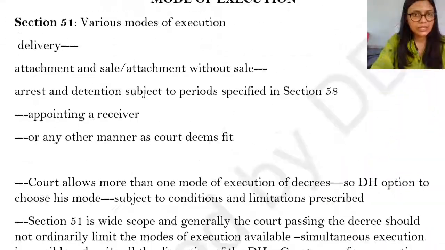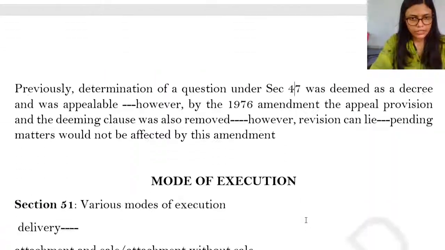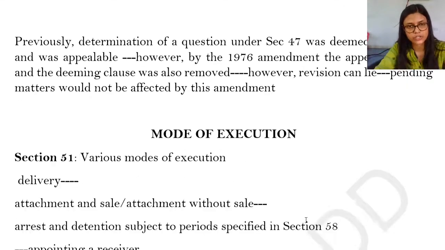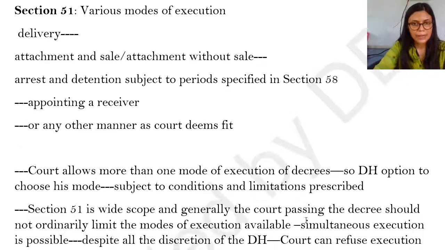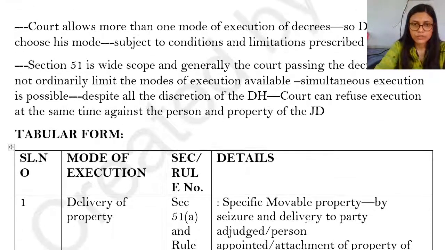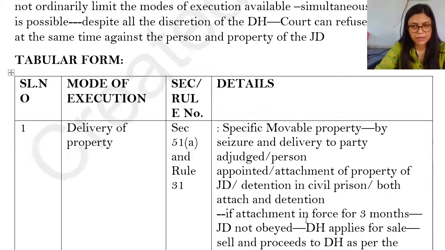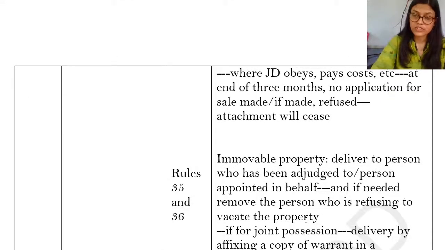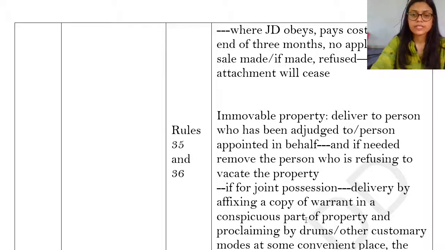First, let's see Section 51: delivery, attachment and sale, attachment without sale, arrest and detention, appointing a receiver or any other matter. Then we saw different modes. For movable property, we are seizing and delivering, attaching, or detention in civil prison. Then we are seeing the 3 month situation. Then for immovable property, we are seeing delivery, and you can vacate or remove a person who is refusing to vacate.